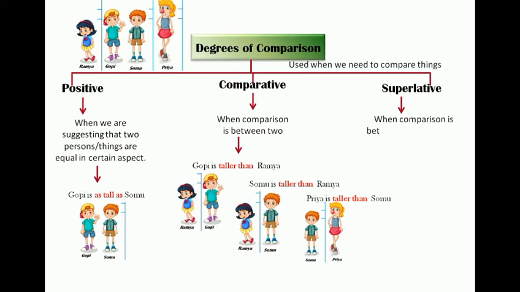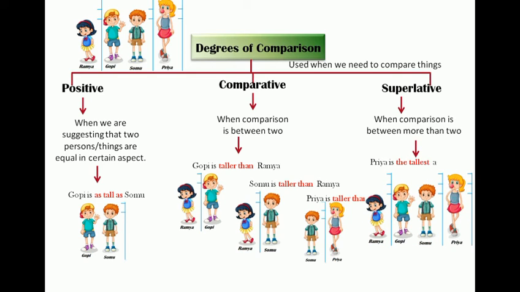Next, superlative degree. When comparison is between more than two persons, here you see there are four persons. Among all of them, Priya is the tallest. So, Priya is the tallest among all.